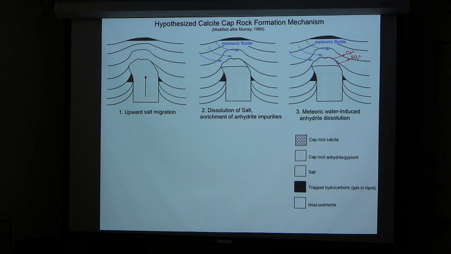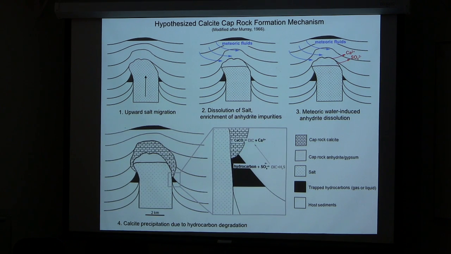And then through continued interaction with these fresh meteoric fluids, over time we're going to get the dissolution of this anhydrite cap rock. And so the dissolution of this anhydrite cap rock is going to lead to a ton of free calcium as well as free sulfate being released within the pore waters of the salt dome environment.